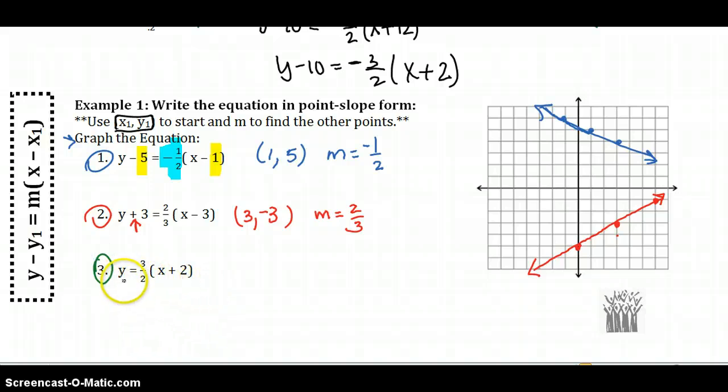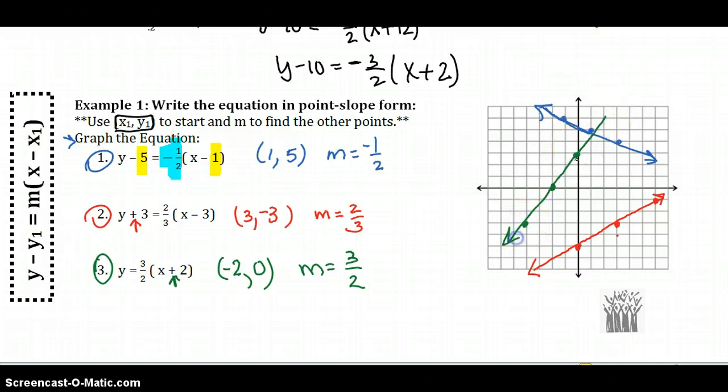And since I do not have anything with the y, that means that my y is 0 and my x is plus 2, so that must mean the original was negative 2 because minus a negative turned it positive. So there's the point from point slope. My slope is 3 over 2, so I'm going to start with the point they gave me, negative 2, 0, and from there I'm going to rise 1, 2, 3 and run to the left 1, 2, and there's the line for number 3.